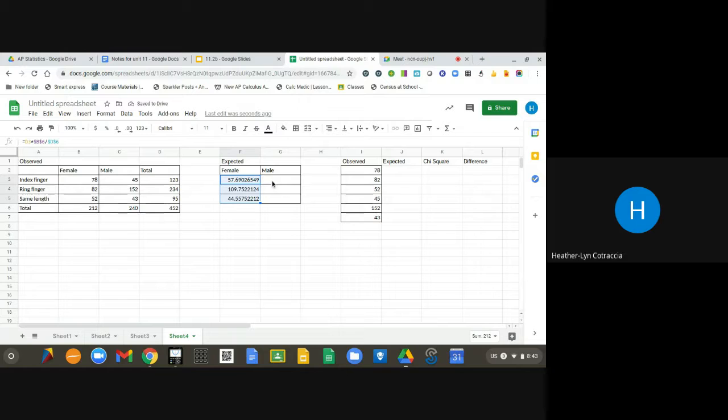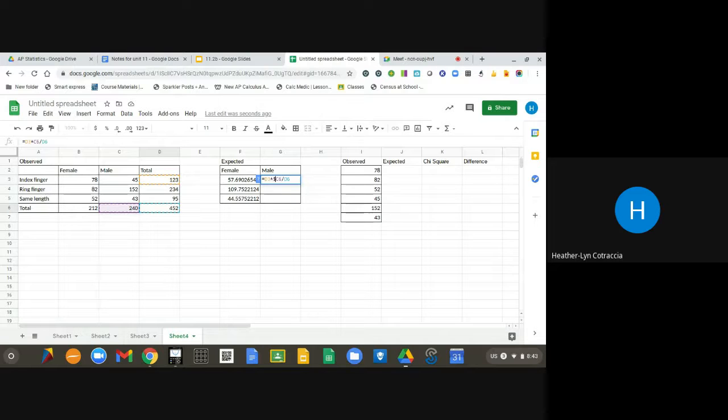Okay, now same thing over here. Row total times column total. And then we're going to divide that by the total for the whole table. And again, that just comes from finding the probability of one thing occurring and then multiplying it by the total.